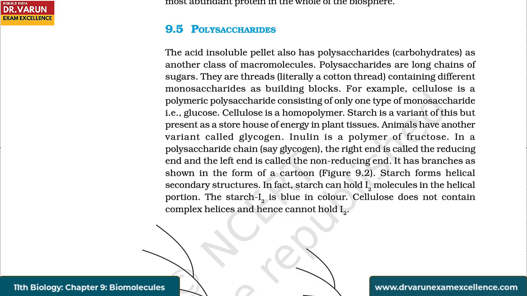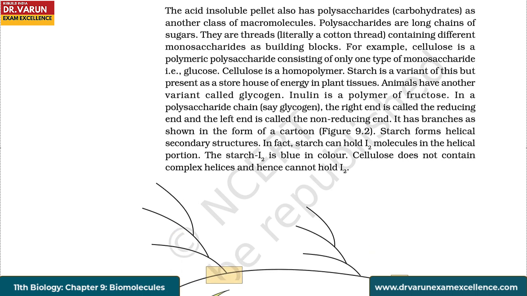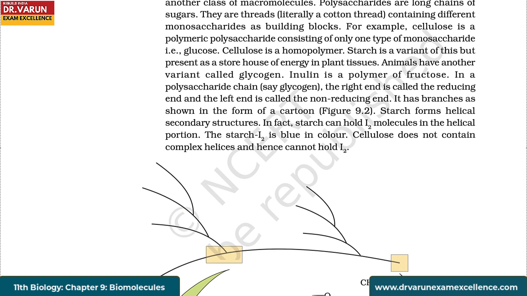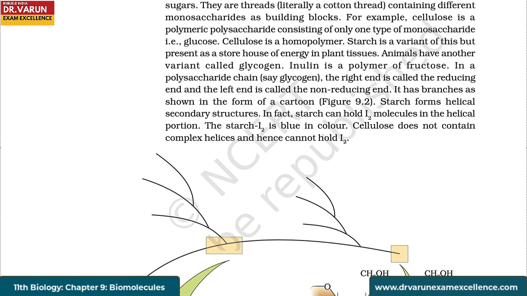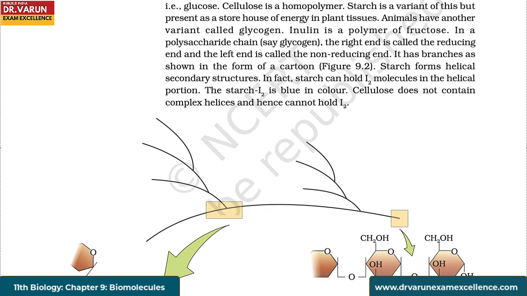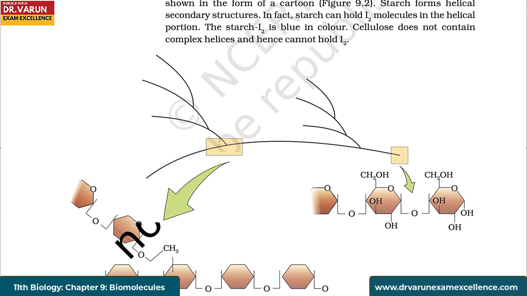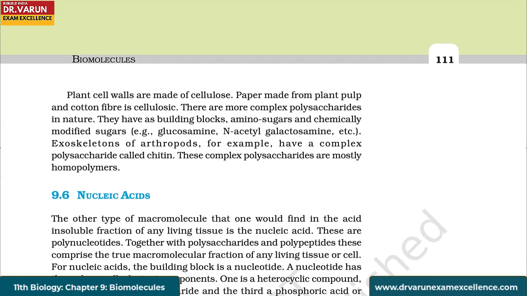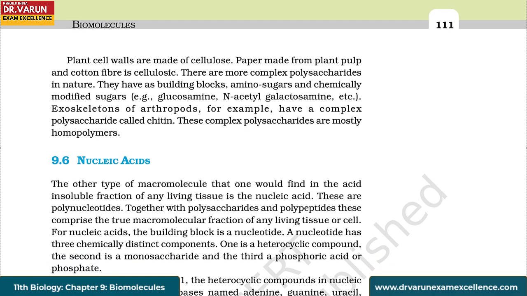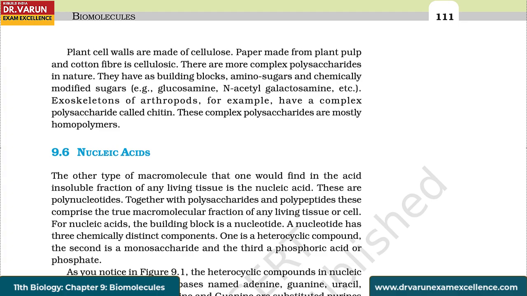In a polysaccharide chain, say glycogen, the right end is called the reducing end and the left end is called the non-reducing end. It has branches, as shown in the form of a cartoon. Starch forms helical secondary structures. In fact, starch can hold iodine molecules in the helical portion. The starch-iodine is blue in color. Cellulose does not contain complex helices and hence cannot hold iodine. Plant cell walls are made of cellulose. Paper made from plant pulp and cotton fiber is cellulosic.